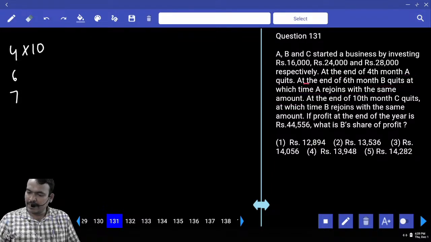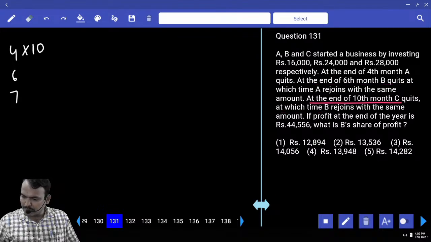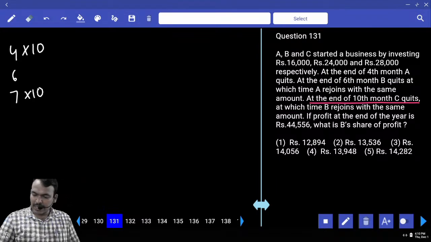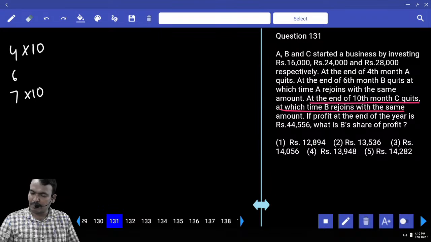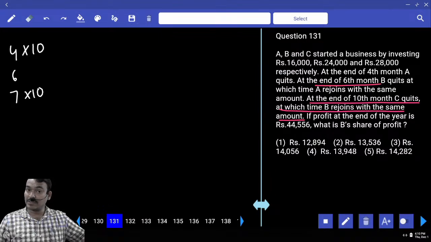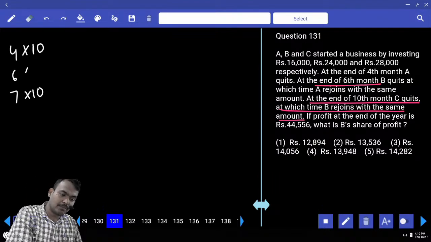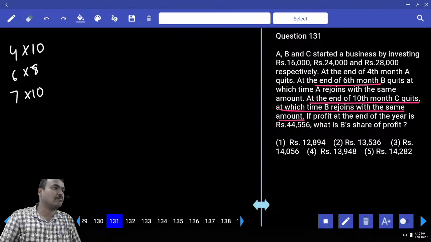Next, at the end of the 6th month, B quits or not? But at which time? And one more, at the end of the 10th month, C quits. Nothing but C's time is how many months? 10 months. At which time B rejoins with the same amount or different amount? Same amount. Already B 6 months. Last 2 months. Total 8 months. B's capital is used for 8 months or not? Yes or no?